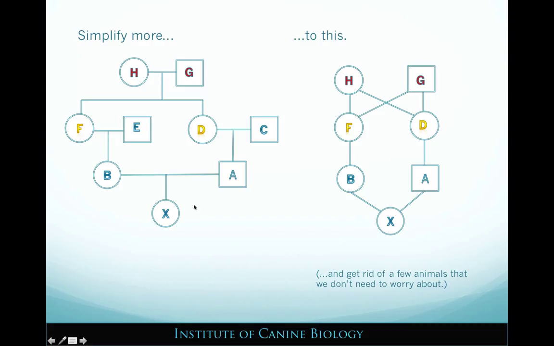So here's the stick diagram we just drew, and we're going to simplify it even a little bit more. There are two individuals here we don't even need to worry about, and that's C and E. So we're going to get rid of them, and then we're going to redraw the connections between the dogs by representing them as the path an allele would take from one animal to the next. G here is the parent of F and could have passed an allele here and here. And likewise, D would pass an allele to H, and A would have passed an allele to X. So these are called paths.